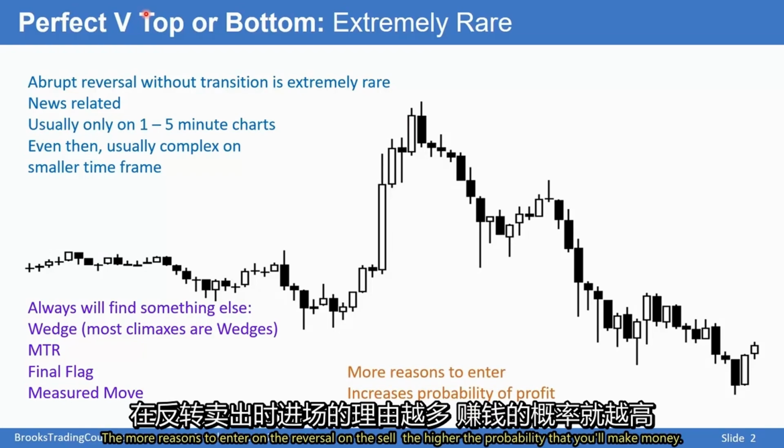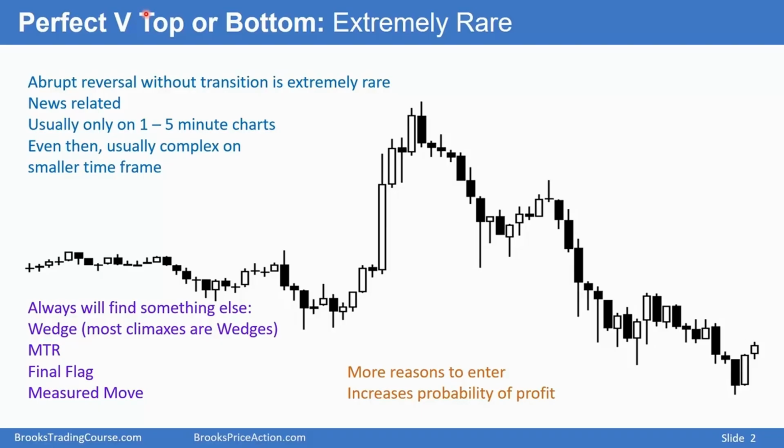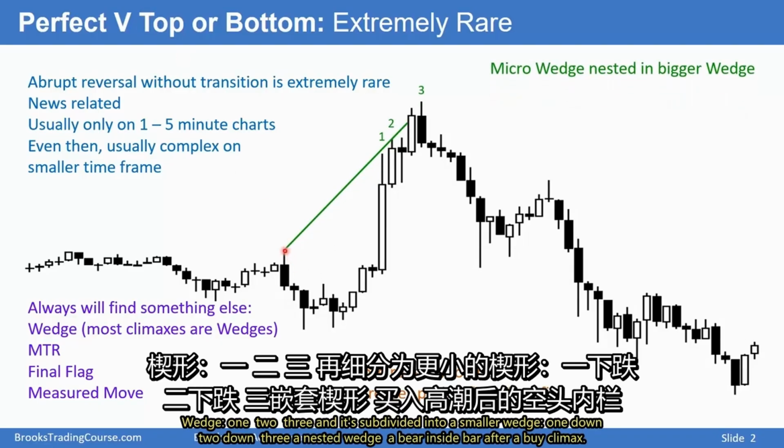The more reasons to enter on the reversal on the sell, the higher the probability that you'll make money. Wedge, 1, 2, 3, and it's subdivided into a smaller wedge, 1, down, 2, down, 3, a nested wedge.